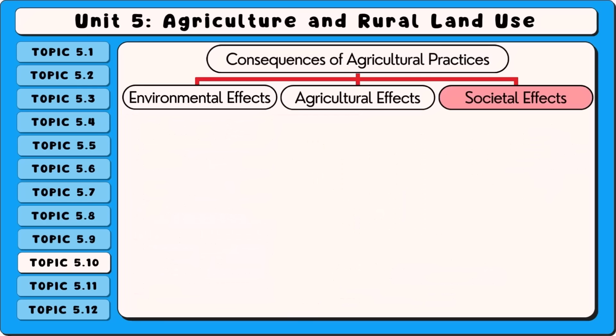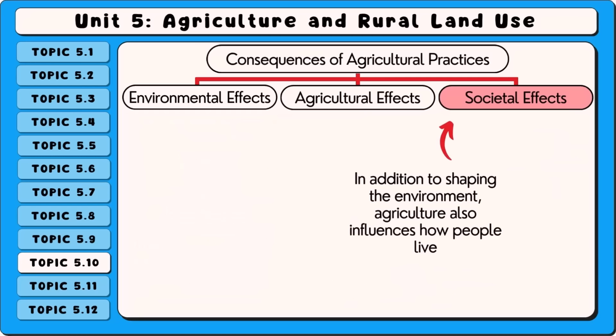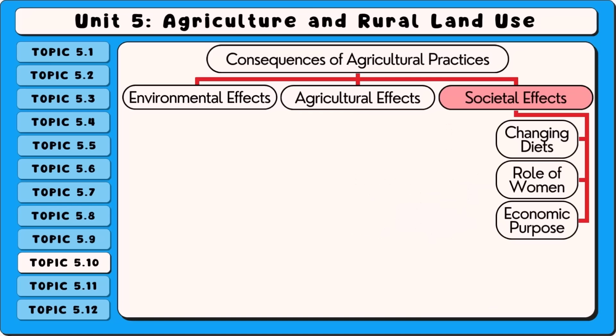Now let's pivot to the societal effects of agriculture. Because in addition to shaping the environment, agriculture also influences how people live. In this section, we'll explore three important societal effects: changing diets, the role of women in agriculture, and the economic purpose of farming. The first effect is changing diets.